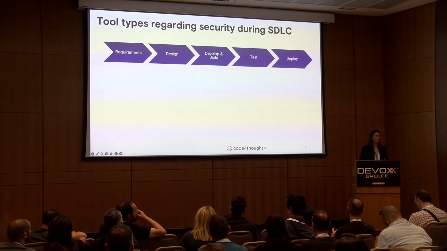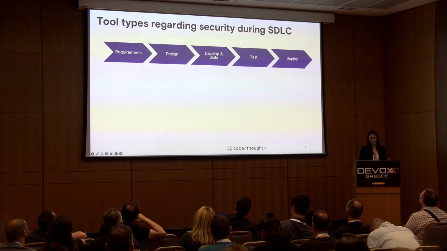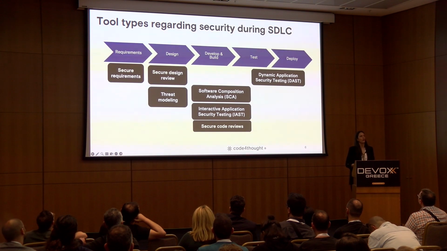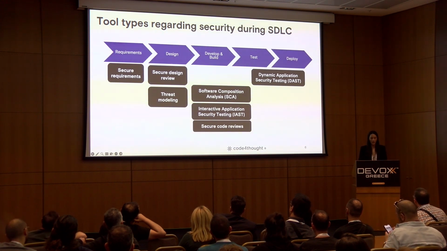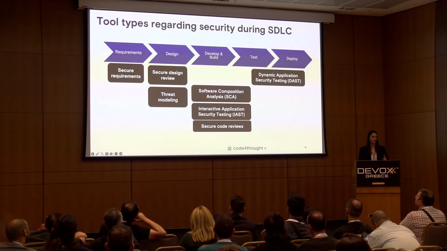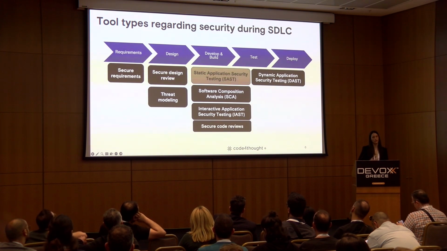So there are many types of tools someone can use during the software development lifecycle. For example, in the design phase, you may use a methodology called secure threat modeling, for example, in order to identify the basic threats your system faces. Or you can use dynamic application security testing in the testing phase and penetration testing. And we're going to focus on static application security testing, which concerns the develop and build phase.